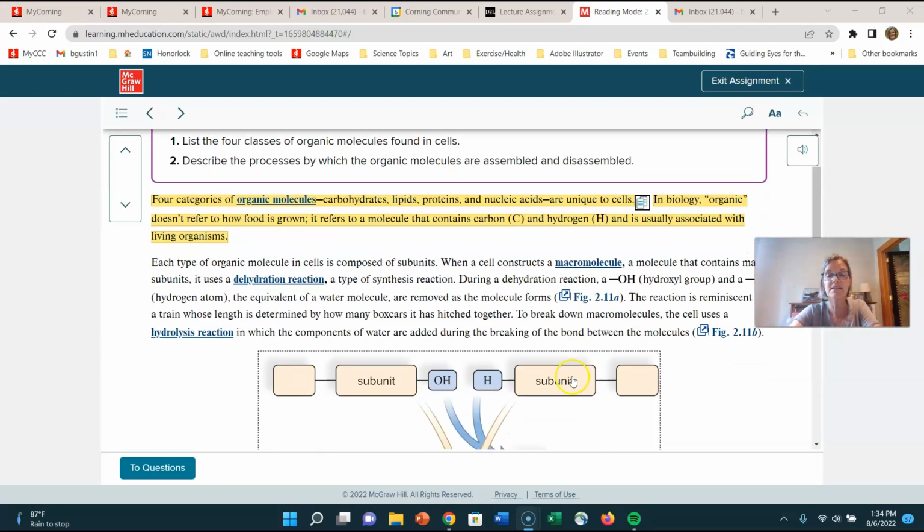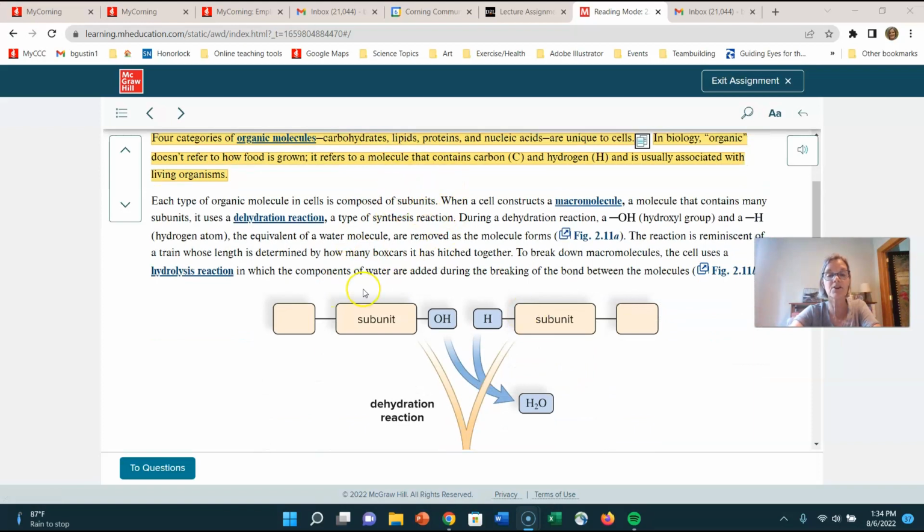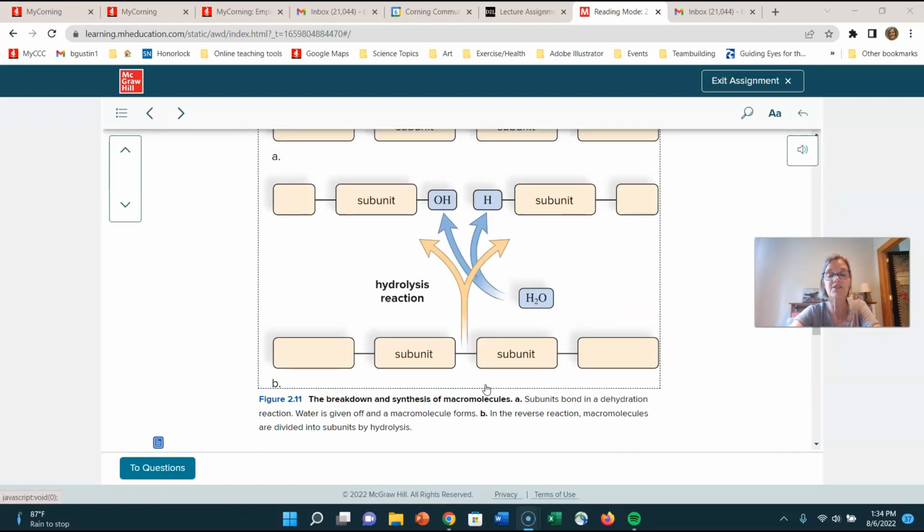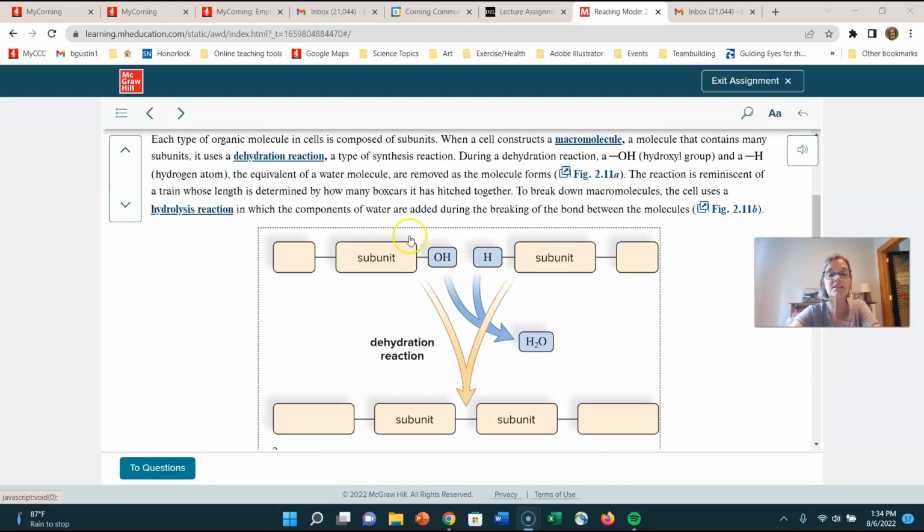And that is described by this paragraph and this diagram right here. If this is one molecule, one subunit of an organic molecule, and here's another subunit of an organic molecule, what happens is there's a process called a dehydration reaction. I'm giving you this vocabulary because they refer to it in later sections. So dehydration, we all know what that means, taking away water. And hopefully you know that water is H2O.